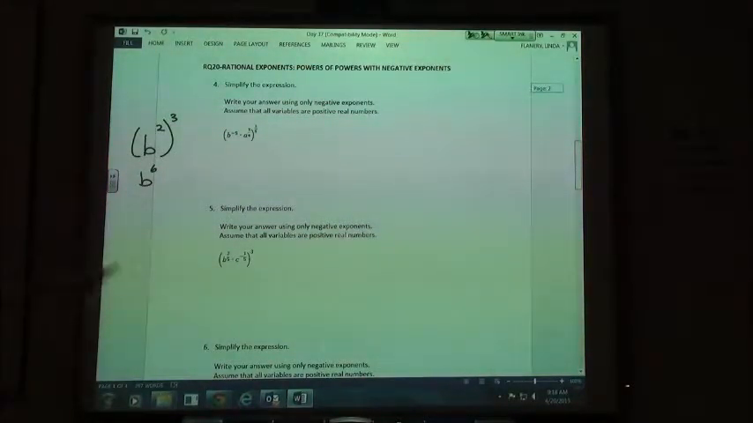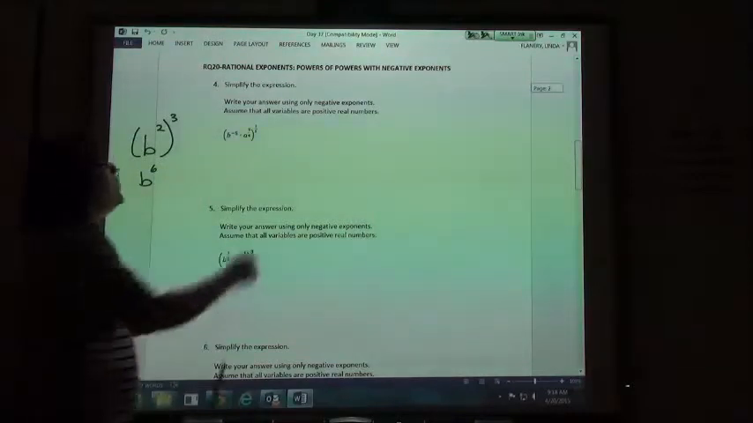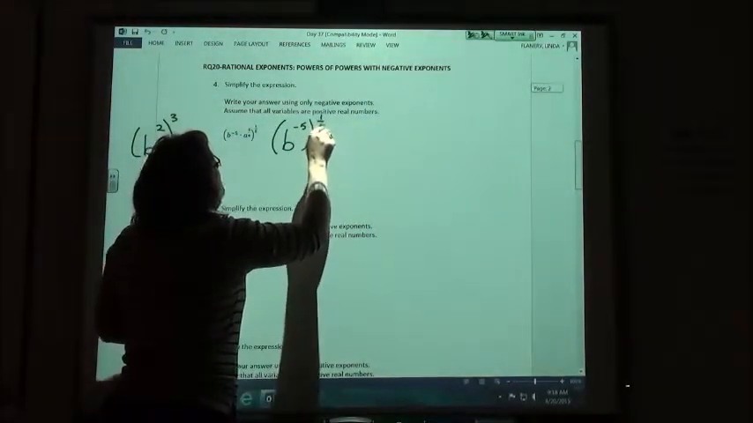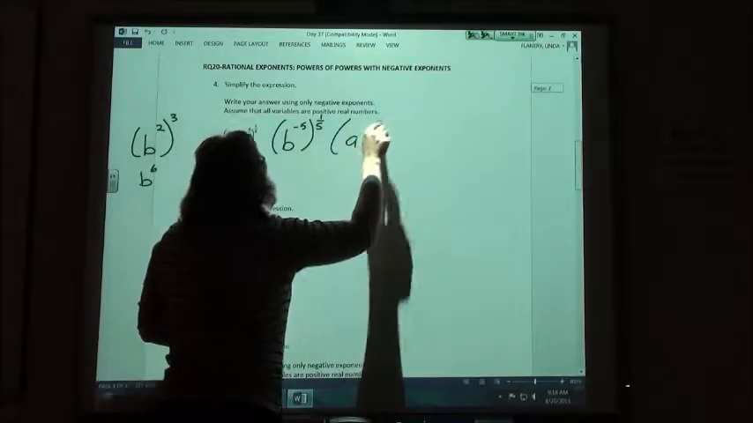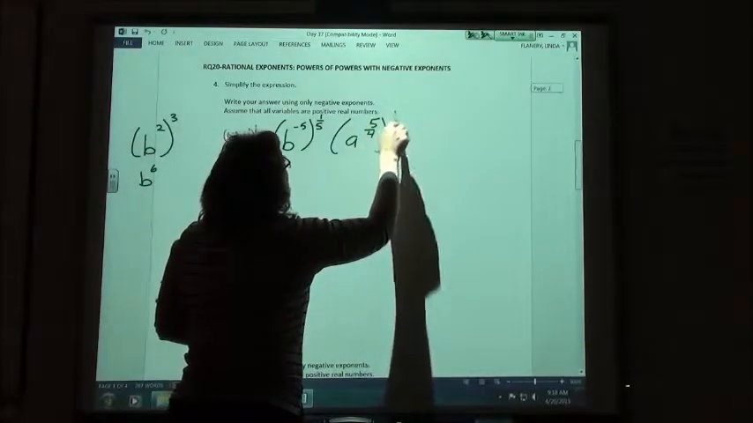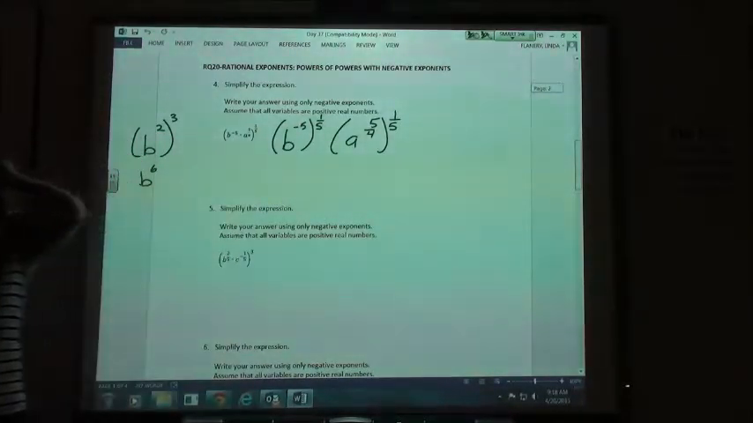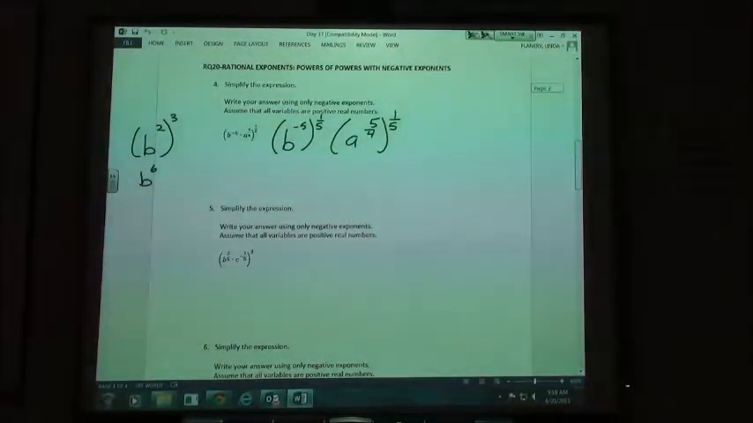Same rule applies. We just have fractions here. So I'm going to take b to the negative 5th and raise it to the 1/5 power, and a to the 5/4 and raise it to the 1/5 power. So I'm going to multiply my exponents. When I take negative 5 times positive 1/5, what would I get?